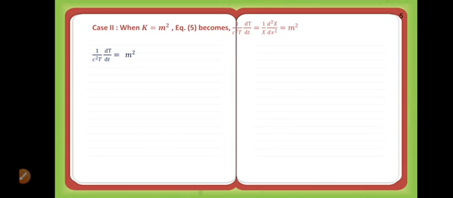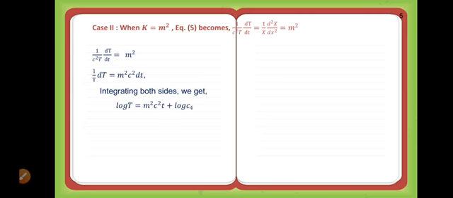First and third ratio gives 1 upon c square t dt by dt is equal to m square. Now writing this equation in variable separable form, we get this form. Integrating this one, we get log t is equal to m square c square t plus log c4. Applying laws of logarithm, we can write the solution for t as t is equal to c4 e raised to m square c square t.